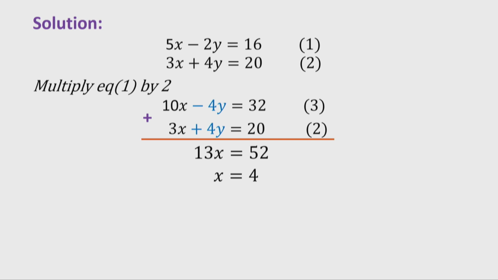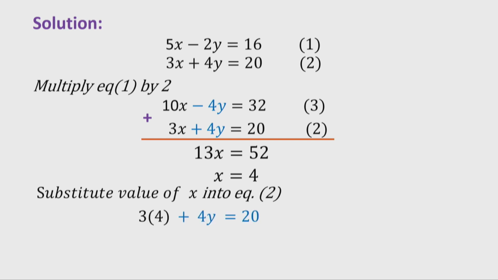Yes, we need to find the value of y. So we substitute the value of x into equation 2. 3x plus 4y equal to 20. So 3 times 4, 12, plus 4y equal to 20. And I will get 4y equal to 20 minus 12, which is 8. Y will be equal to 2.